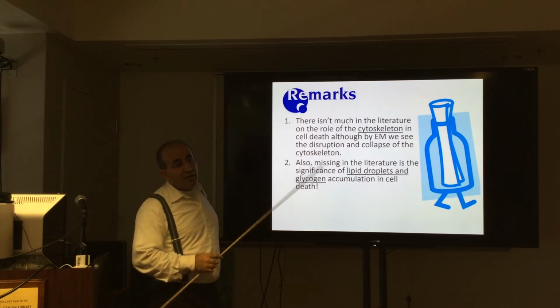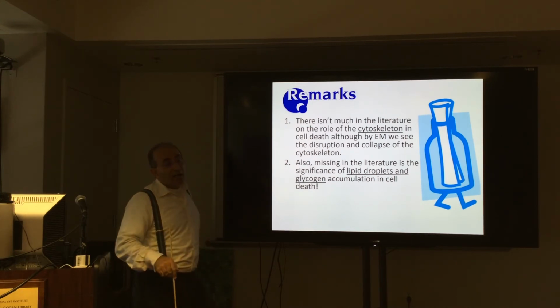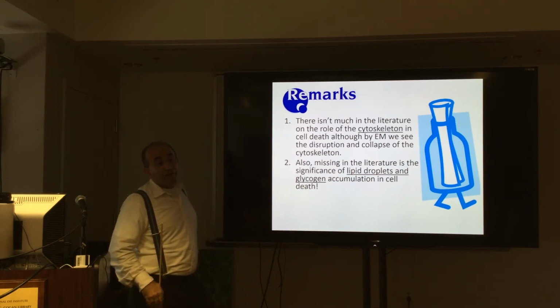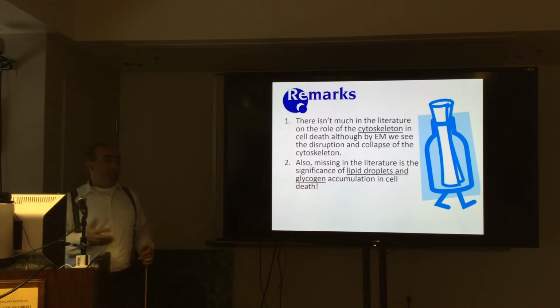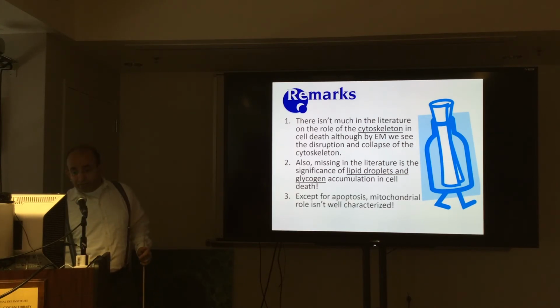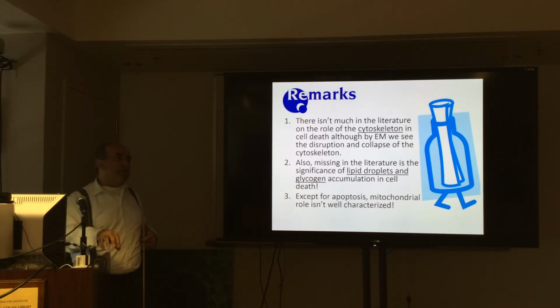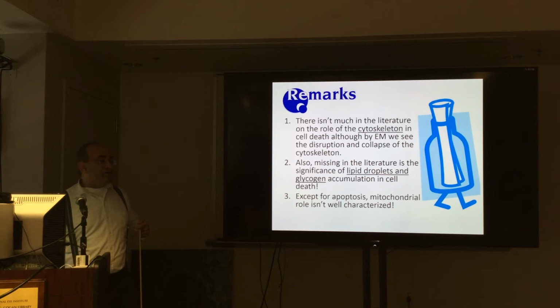Glycogen starts accumulating when the cell is under hypoxic conditions, when the mitochondria are not functioning. So we saw that in pyroptosis, for example, but nobody talks about it. Also, again, the role of mitochondria, how mitochondria contribute to each one of those deaths. You don't see that in the literature either.